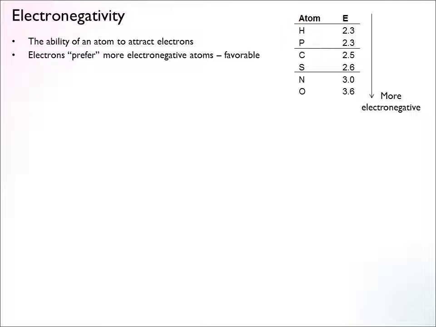Hydrogen and phosphorus are on the other side. They tend to want to get rid of them. So all processes where electrons flow towards oxygen or nitrogen tend to be favorable. And this is the basis for why oxidation releases energy, really.